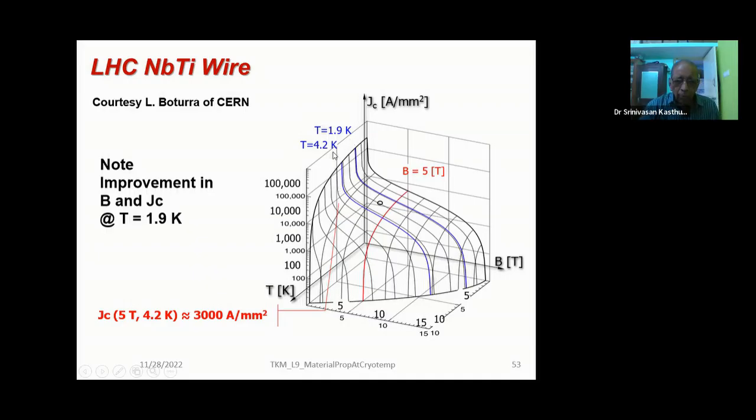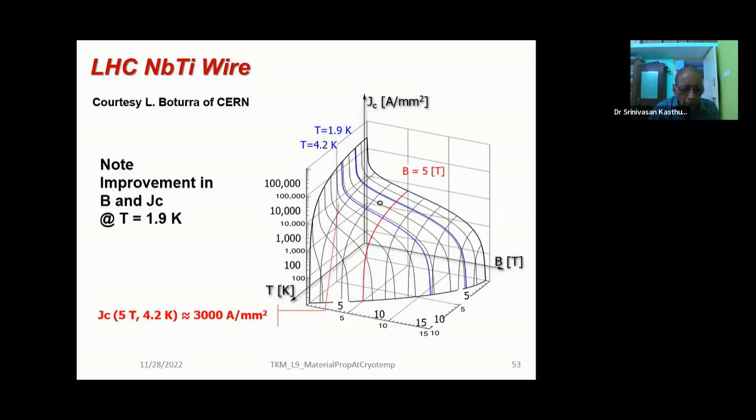So if I operate at 4.2 K, you can see very clearly that the field it can produce is smaller. It's not the same. The maximum field it can have is smaller. Whereas if I reduce the temperature to 1.9 Kelvin, then the magnetic field it can produce at this value is higher, which means that it has a higher critical current at lower temperatures.